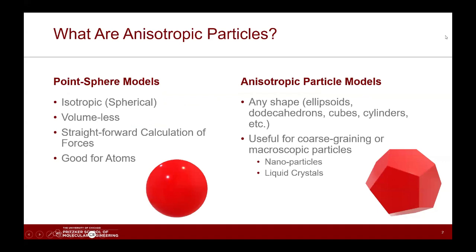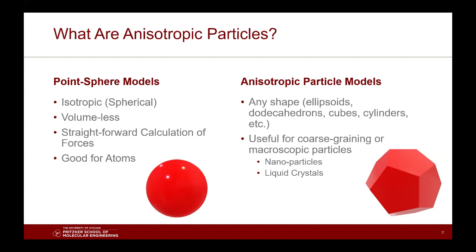In traditional atomic simulations, we typically use a point sphere model, and these simulate each atom and particle as a sphere that is volumeless and isotropic, which means it's uniform all around. This makes calculations very straightforward, as distances can simply be a distance between 2 points.